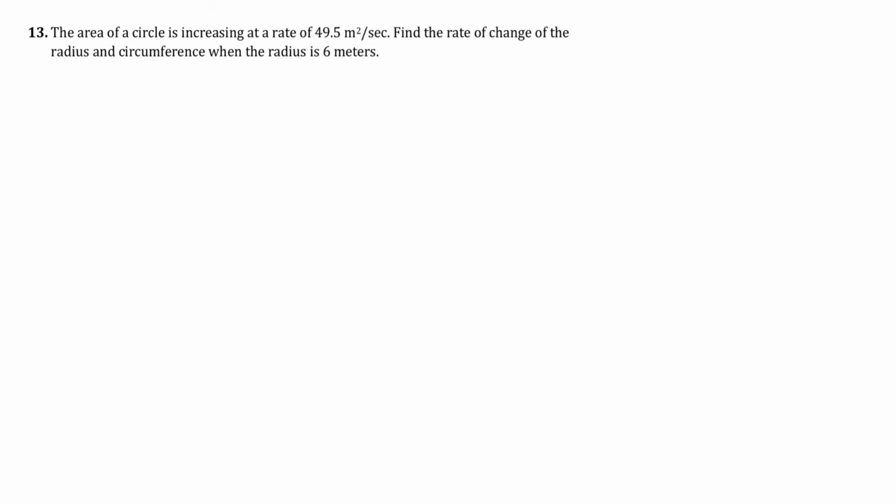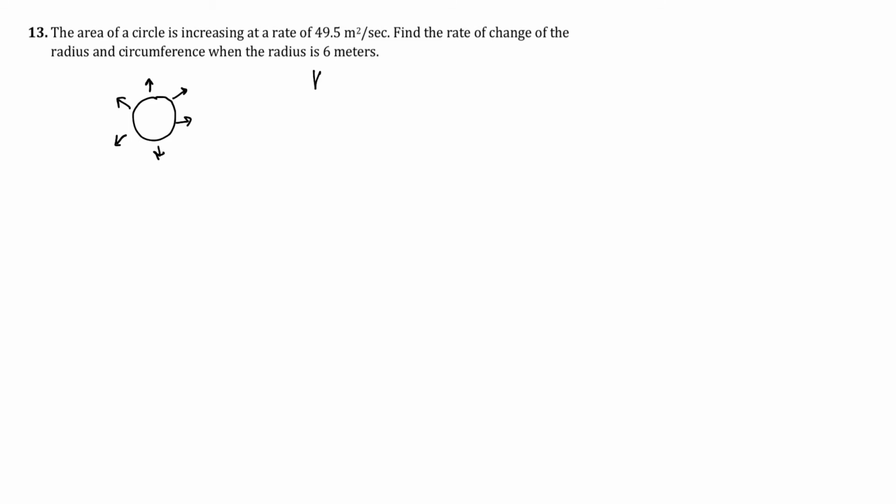So we should start by drawing a picture. We have a circle and its area is increasing. So we can kind of guess that it's like growing outward. And sometimes our pictures are useful and sometimes they aren't. But here's a picture. It's growing outward at a rate of 49.5 meters per second. That's about all we can actually draw there. There's a circle that's increasing.